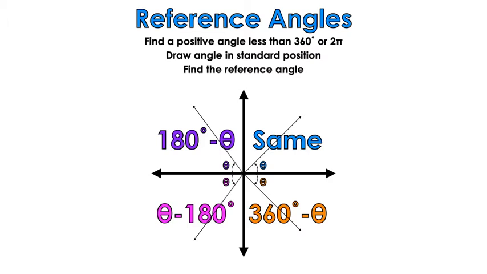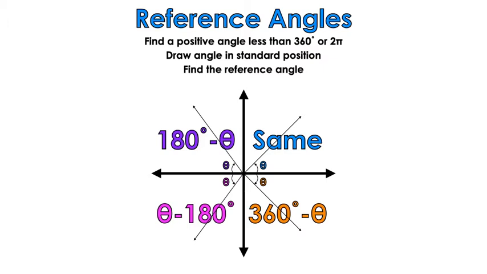A reference angle is an angle in quadrant number 1. What color is that? Is it the blue one, the purple one, the pink one, or the orange one? If you said blue, you're correct. So a reference angle lies in quadrant number 1. To find a reference angle, you need to look at which quadrant the angle that you are given is in. So let's say you're given an angle in the purple quadrant, quadrant number 2. You would do 180 minus theta. Theta is the angle that was given to you.